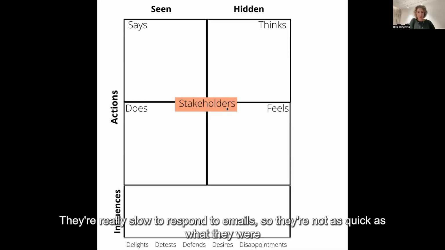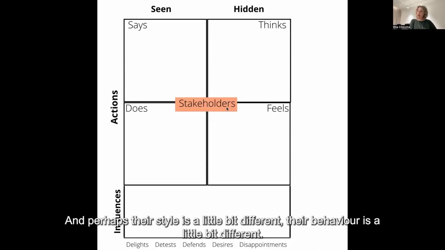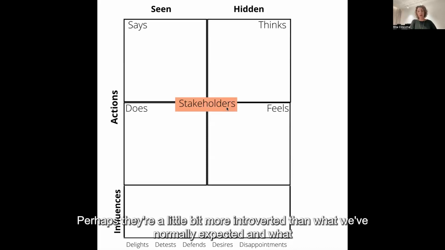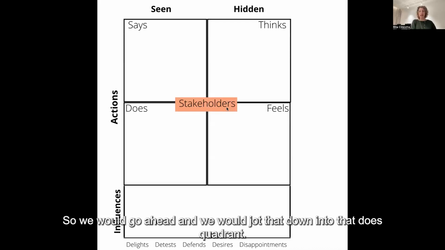They're really slow to respond to email, so they're not as quick as what they were in terms of their responsiveness. And perhaps their style and behavior are a little bit different. Perhaps they're a little bit more introverted than what we've normally expected and become accustomed to with this person. So we would jot that down into the does quadrant.